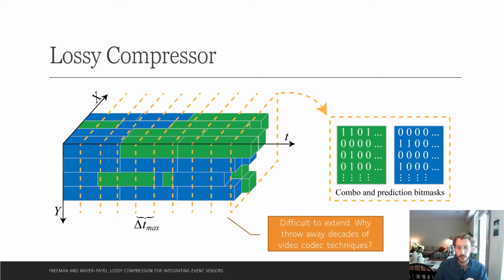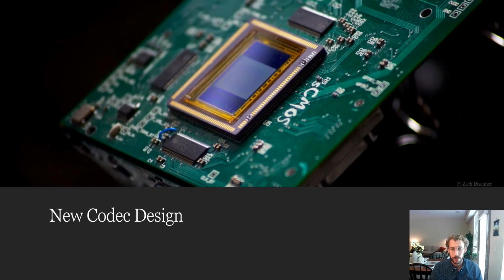The question we faced, because it was difficult to extend, difficult to add on top of this and continue to develop it, is why should we have this completely ground up approach of trying to reinvent the wheel? Why throw away decades of video codec techniques and research and refinements when essentially, fundamentally, this is still video data. It's just a different type of video data. So our new approach is trying to take some of the techniques from classical framed video compression and apply them in an asynchronous context. And that brings us to our new camera design, which we introduced in this paper.